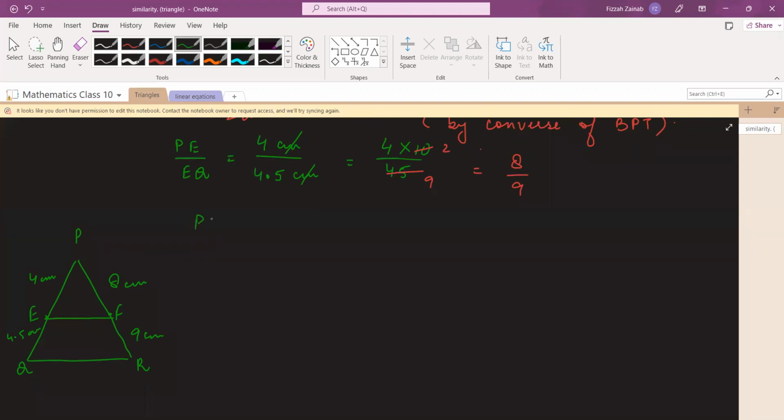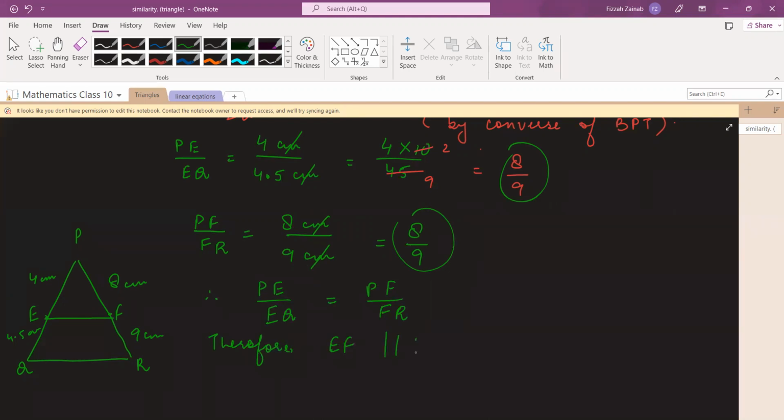The other side is PF upon FR. This is 8 centimeter divided by 9 centimeter. Centimeter is gone, so this is 8 by 9. Both are the same, 8 by 9, 8 by 9. So they are parallel. So we write that PE upon EQ is equal to PF upon FR, and therefore the line EF is parallel to QR. Why parallel? From the converse of BPT.